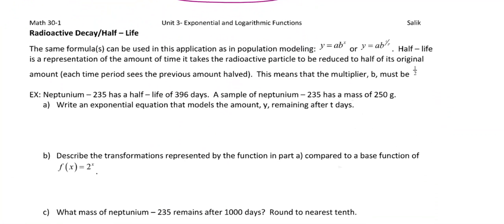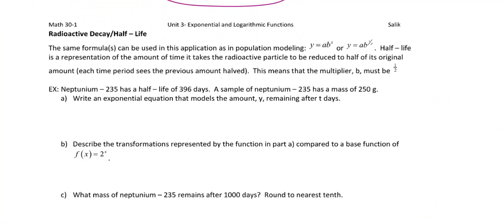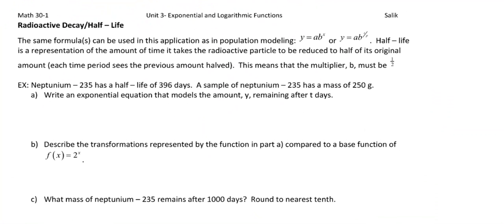Okay, radioactive decay or half-life. It's actually the same type of principle here. The same formulas can be used in this application as the population. So half-life is a representation of the amount of time it takes for the radioactive particle to reduce to half of its original amount. Each time period sees the previous amount halved. So this means that the multiplier b must be a half.